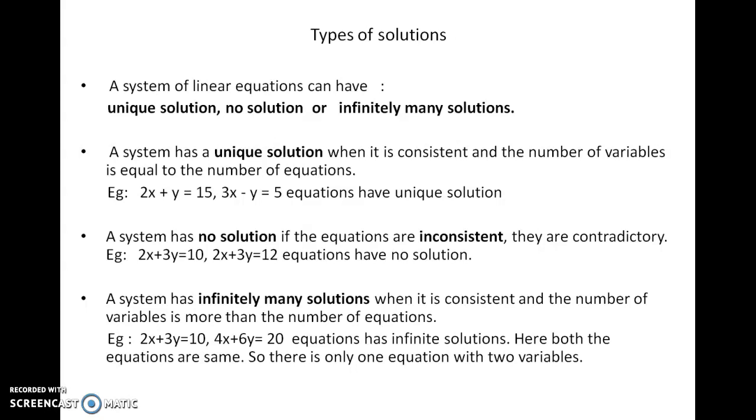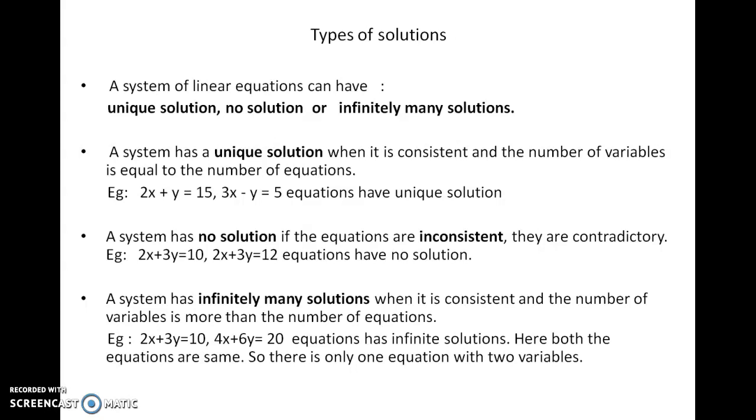And similarly for infinitely many solutions, when it is consistent, the number of variables is more than the number of equations. I'll explain what that is. When you have 2x plus 3y equal to 10 and 4x plus 6y equal to 20, will you get any unique answer for this? Not possible. Why? Because when you multiply the equation 2x plus 3y equal to 10 by 2, you get the second equation. Any equation you can keep multiplying by any value, and the equation is not going to change. So 2x plus 3y equal to 10 is the same as 4x plus 6y equal to 20. That means you have a single equation with two variables, so obviously you're going to get infinite solutions.